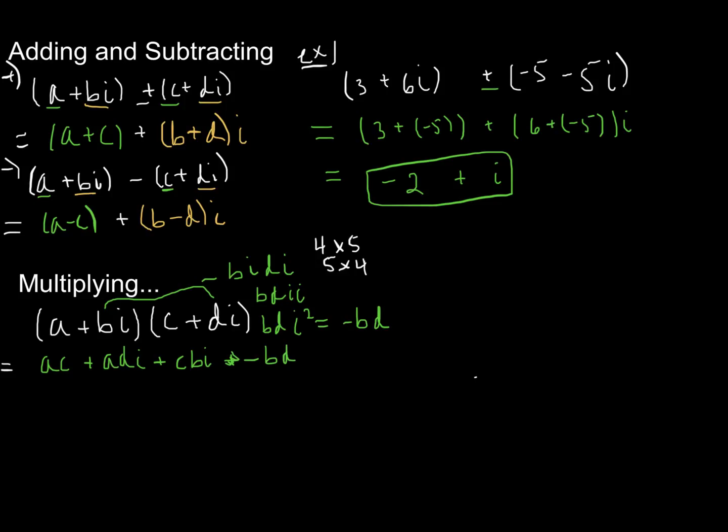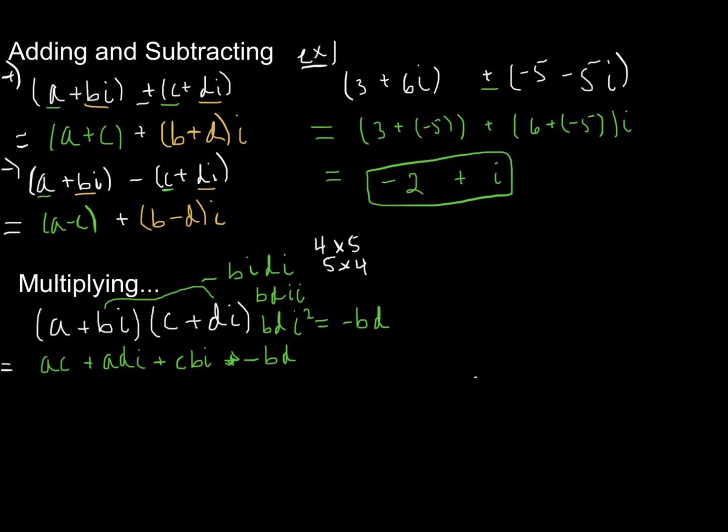Okay, well, let's take a look at what we have. We have a times c. Those are both real numbers. So this is going to be a real number. We have a times d times i, so that's going to be an imaginary number. c times b times i, it's an imaginary number as well. And then negative b times d, that's going to be a real number since b and d are both just real numbers.